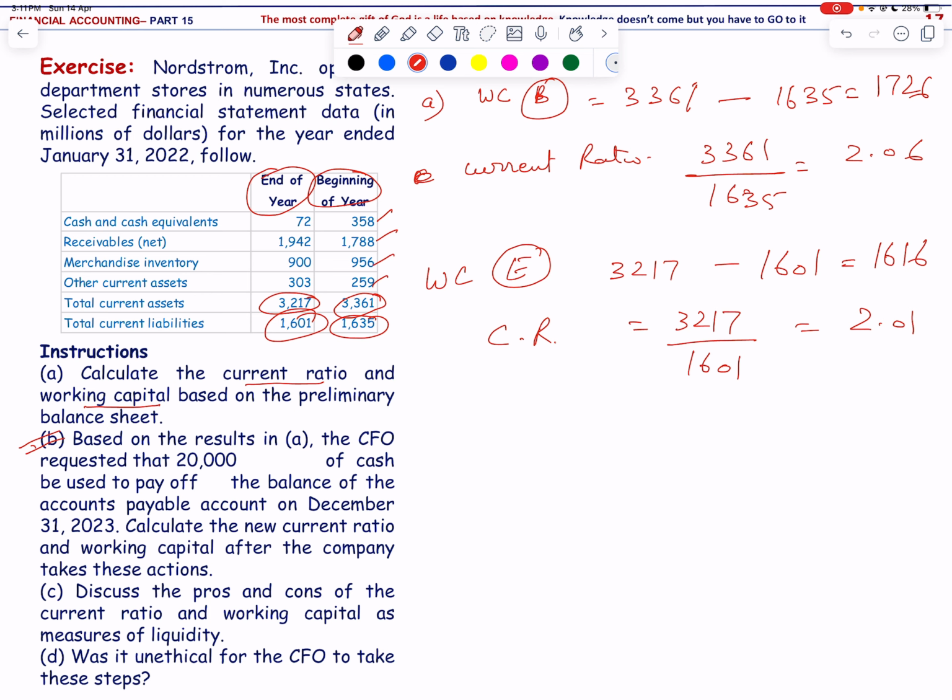Based on the results in A, the CFO requests that 20,000 of cash be used to pay off the balance of the accounts payable account on December 31st. Calculate the new current ratio and working capital after the company takes this action. So for this again we are going to prepare the current ratio.